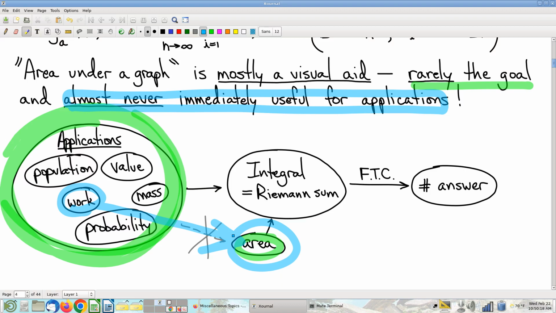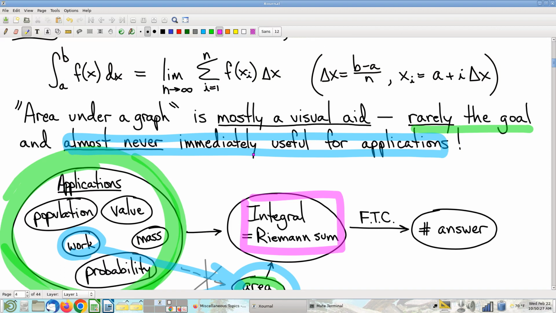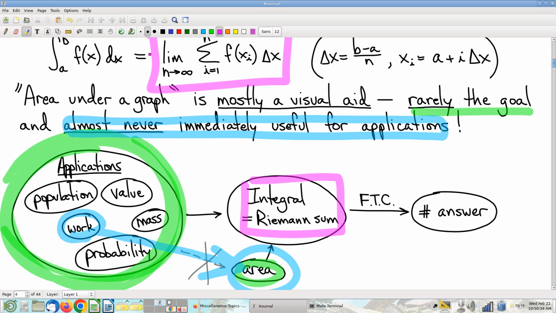So very importantly, we make the definition of integral a Riemann sum. It's this expression here. Because if you have a question like, I want to compute the amount of work that it takes to blah, blah, blah, well, I can chop it up into various little pieces, and I can represent that calculation as a summation that looks something like this, namely a Riemann sum. So I can immediately connect applications to Riemann sums, not to area.